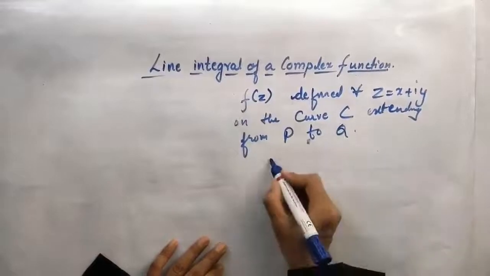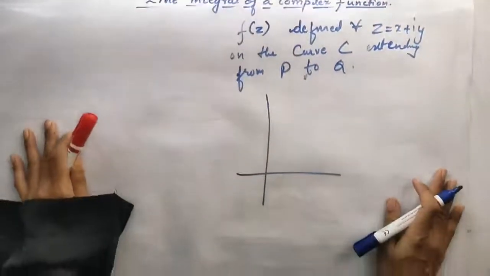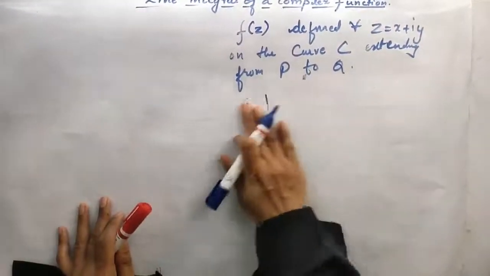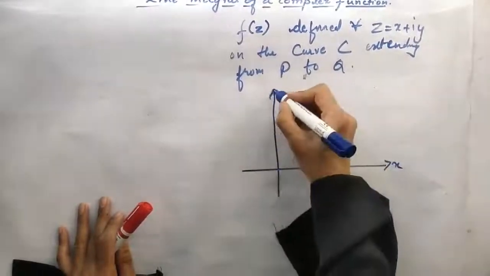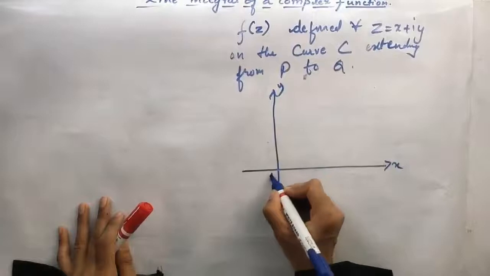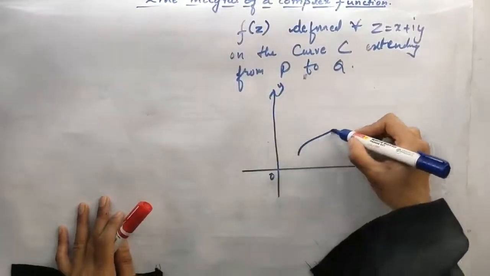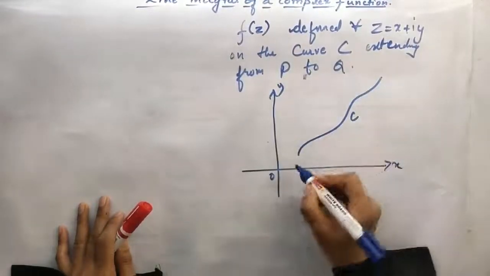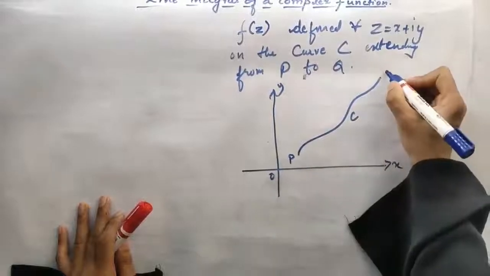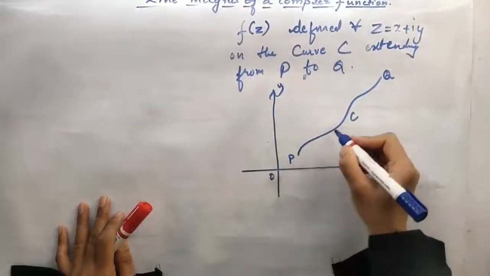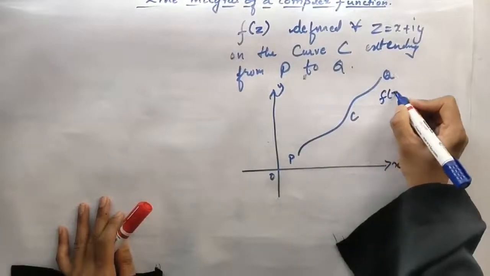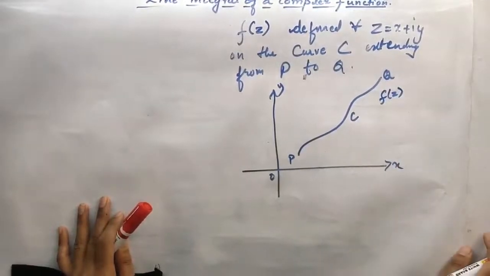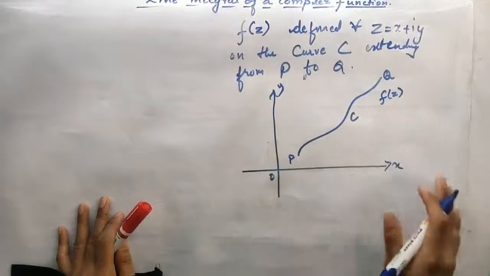I'll just draw a figure for you. Say this is the xy plane. Say this is the x-axis, this is the y-axis, and the origin. You have the curve C, which is extending from P to Q. For each and every point on this curve C, the function f of z is defined and it is continuous. Now how do you take a line integral of this?